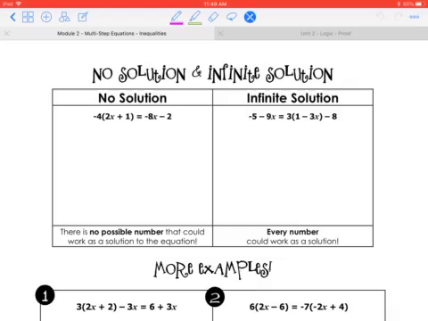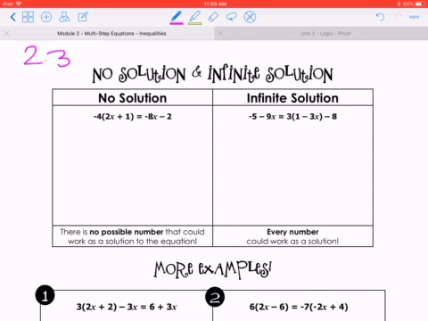So we are still talking about equations. Make sure you're either copying this in your notebook or that you've printed out this page. So let's put our heading up here. This is 2-3. We are going to look at some special equations. These are equations where we get either a no solution or an infinite solution.